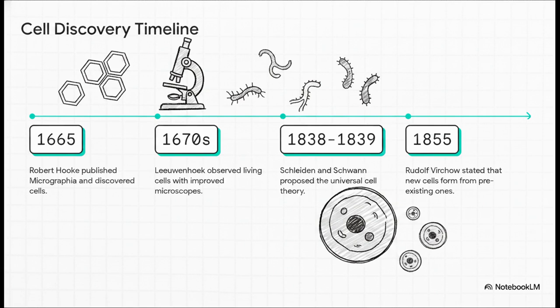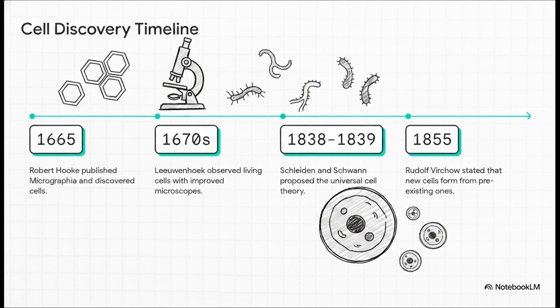Back in 1665, Robert Hooke looked at a thin slice of cork under a really simple microscope. He saw these tiny, empty, box-like structures that kind of reminded him of honeycomb compartments where monks lived, so he actually coined the term cells. Hopefully the monks didn't mind the comparison.